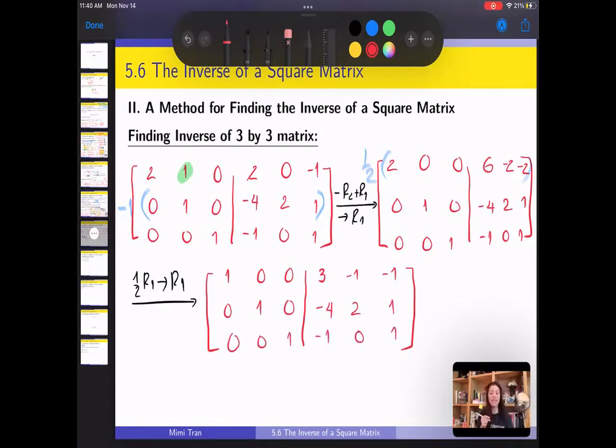Yay, we did all that work. Yay. That right there, that is your A inverse. There's your A inverse.